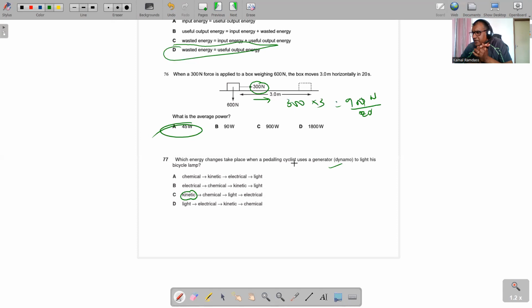Which energy changes take place when a pedaling cyclist uses a generator to light his bicycle lamp? Dynamo, il peut tourner bicyclette là. Il peut kinétique. Logiquement, il kinétique pour moi. Kinétique. Est-ce qu'il me questionne bien d'appeler kinétique? Tout.